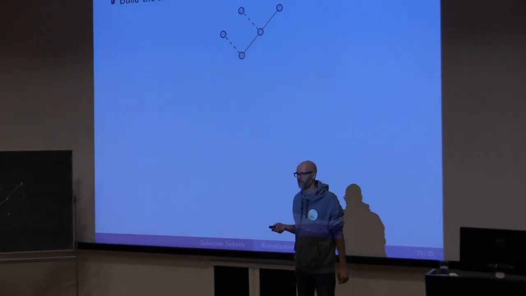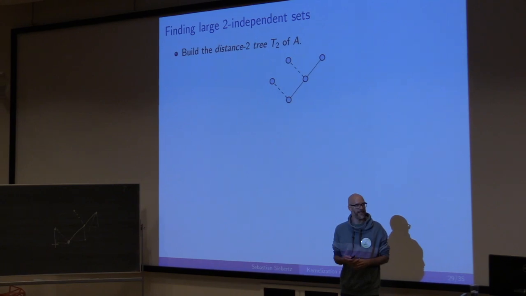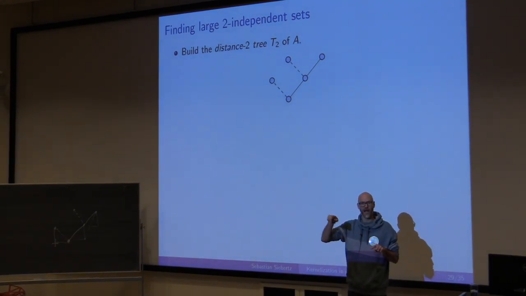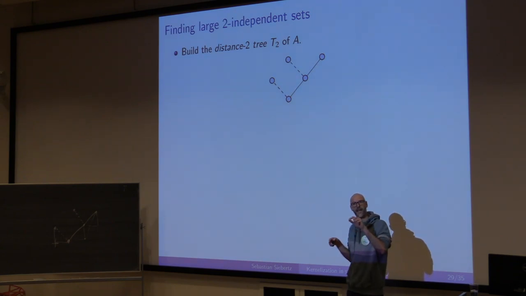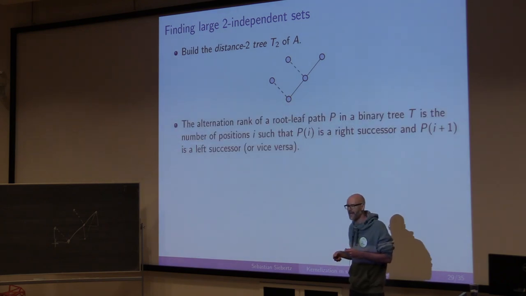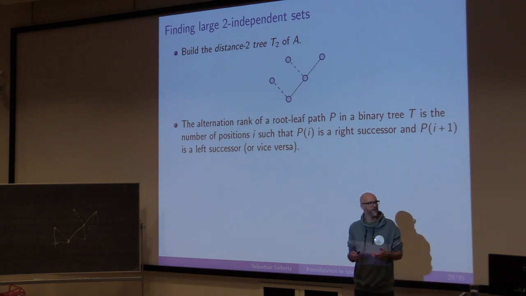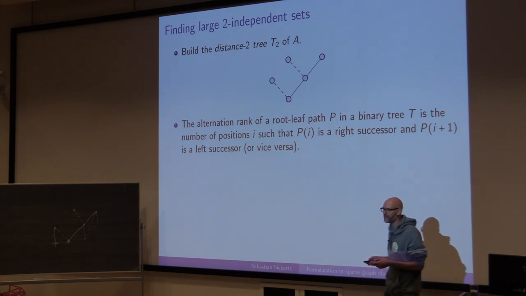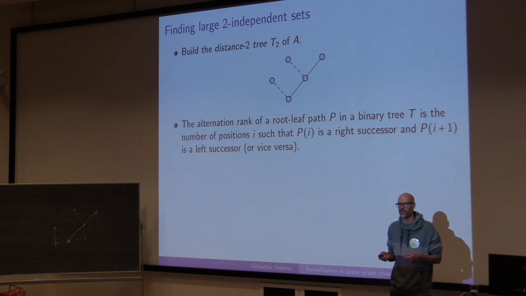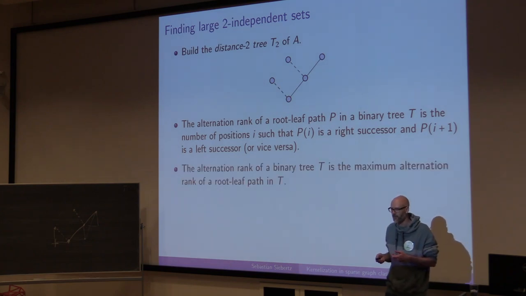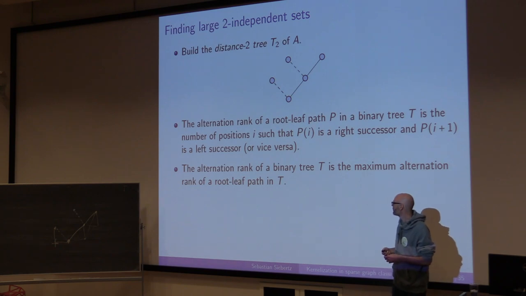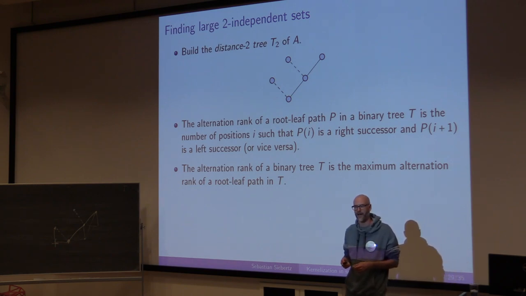And now, how can this help? Obviously, this set of vertices where every guy has distance 2 to everyone else is just a sequence, a long right path, an all-right path, because at every step I'm making this decision: do I have distance 2 to all of the neighbors on this path? Yes. And I'm asking now, when do I find long right paths only? So I define the alternation rank of such a tree, or first of a root-leaf path, exactly as you would expect: how many alternations do I have on such a path? The alternation rank of a tree is the number of alternations on any path here.